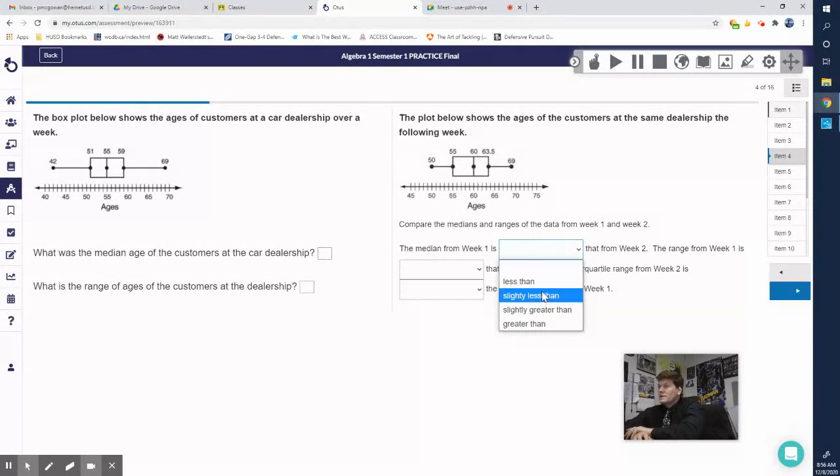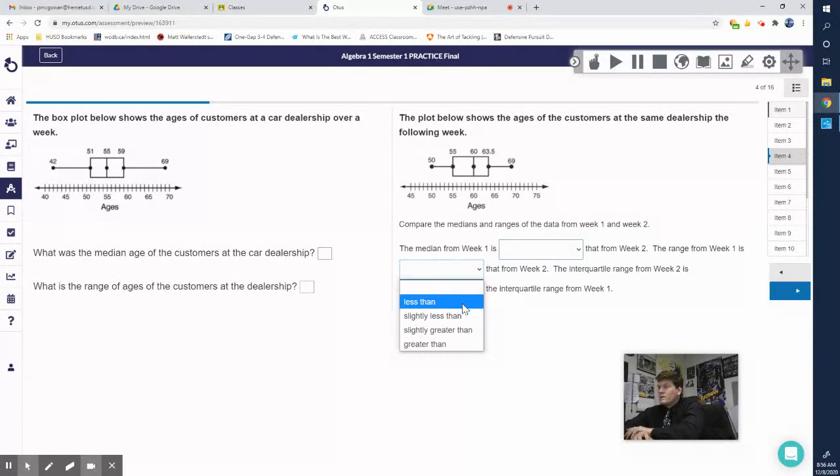Median from week one is less than, slightly less, slightly greater, greater than. The range from week one is less, slightly, slightly, or greater. And then the interquartile range, the IQR, is less, slightly, greater, or slightly greater. So you're comparing your answers to the first one to the answers in the second one, and you're going to tell me if it's less by a lot, if it's only a little bit less, if it's greater by a lot, or if it's only slightly greater. So number four, pretty involved.